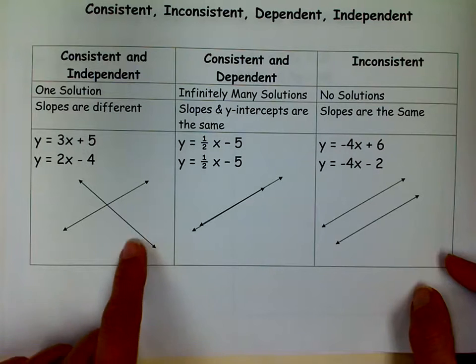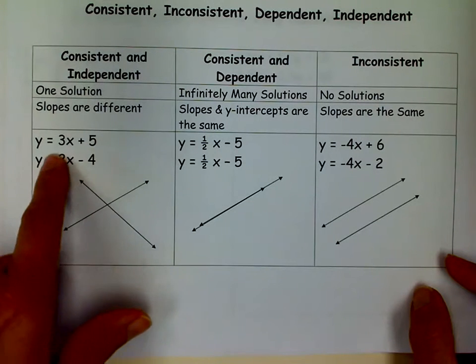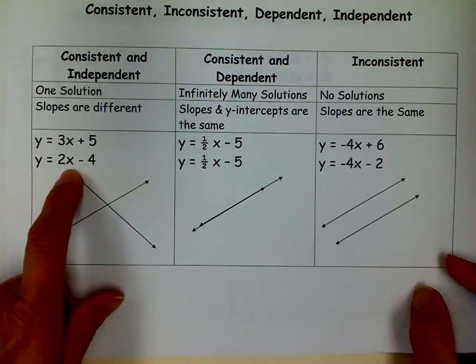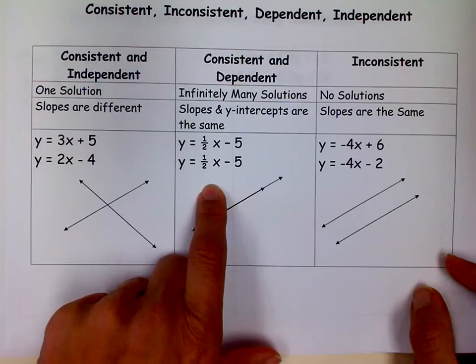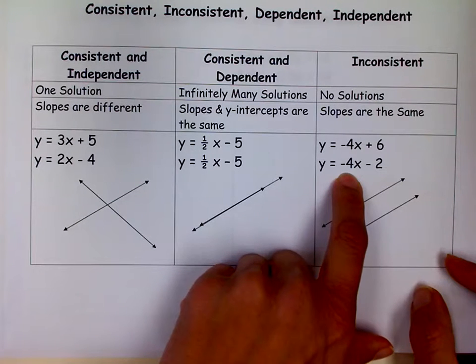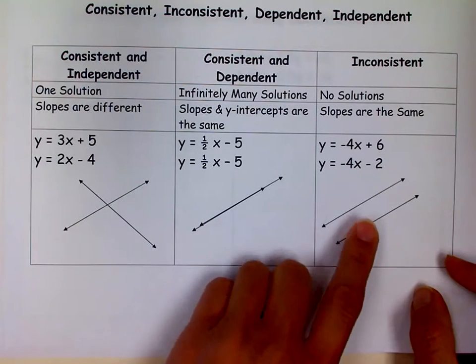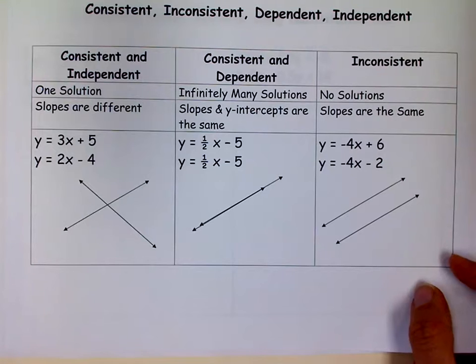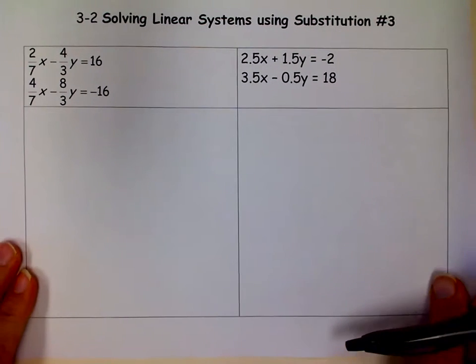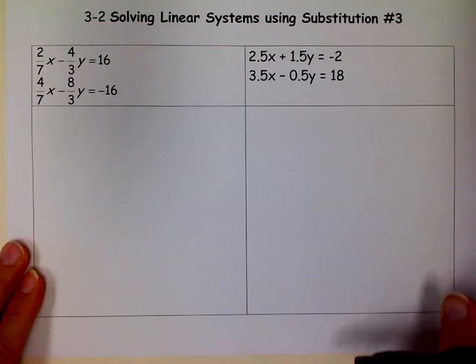We have equations, we're not doing the graph, so it's important to remember that the slopes will be different for a one solution system, and the slopes will be the same and the y-intercepts will be the same if you have the same line, and the slopes will be the same but the y-intercepts will be different if you have parallel lines. So keep that in mind as we solve these. Now these are a little challenging because of the fractions and decimals, and sometimes that scares people, so we don't want them to scare you, so that's why we're going to practice.